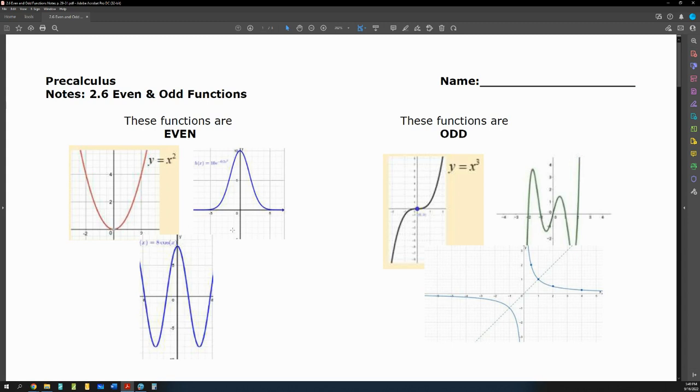On the left-hand side, we see three examples of even functions. What do you notice about these graphs? What are some things that all three of these graphs have in common?